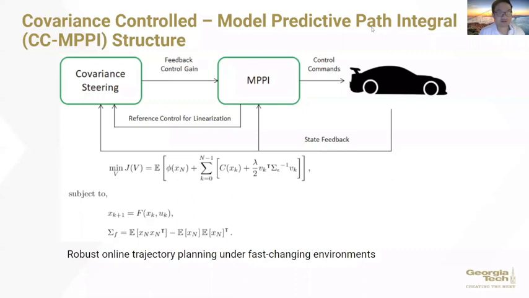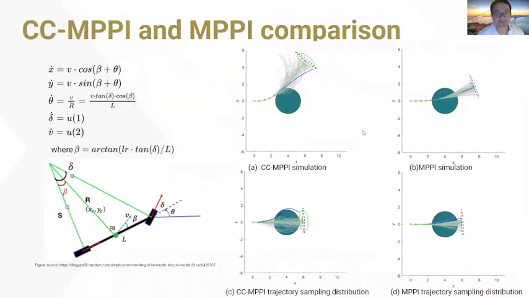We proposed the covariance-controlled model predictive path integral, or CCMPPI, controller. The structure is illustrated in this diagram. The CCMPPI is a sampling-based MPC controller which combines covariance steering with MPPI. It minimizes the cost function subject to some nonlinear dynamical constraints and the terminal covariance constraint on the system state. The CCMPPI achieves robust online trajectory planning under fast-changing environments.